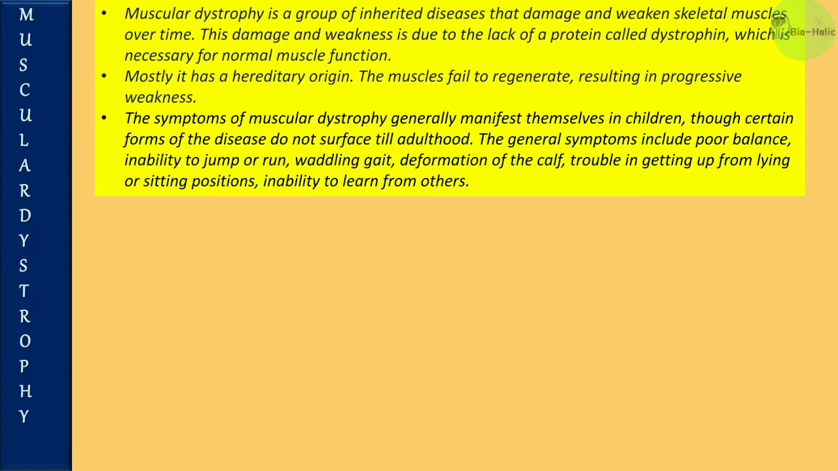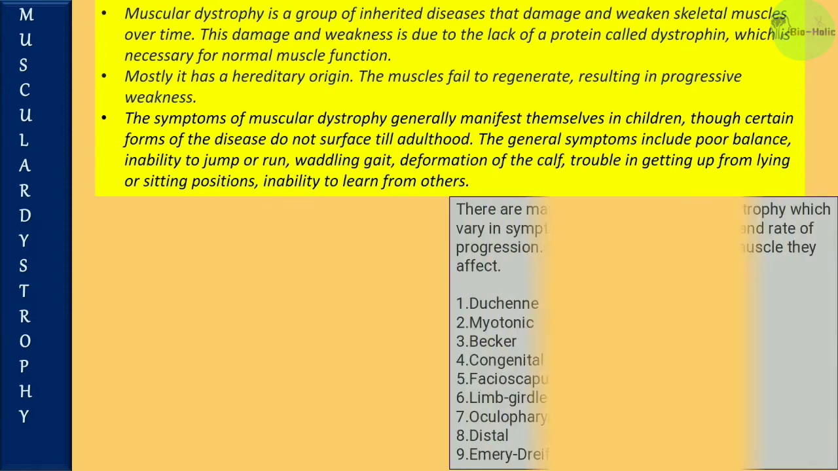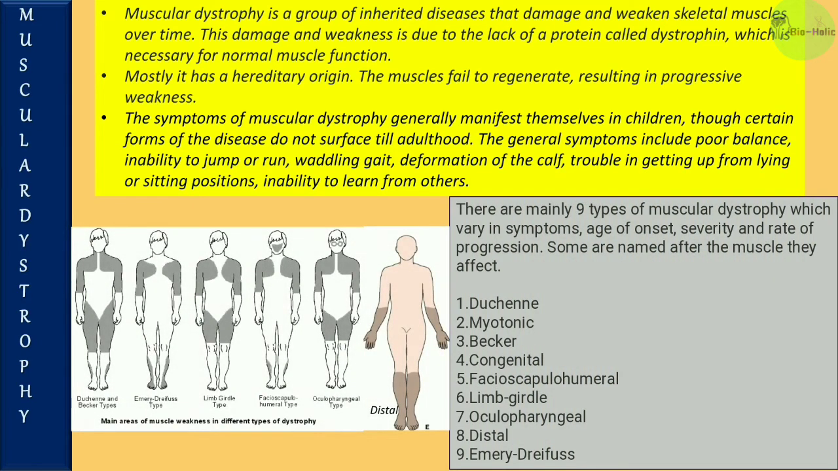The symptoms of muscular dystrophy generally manifest themselves in children, though certain forms of the disease do not surface till adulthood. The general symptoms include poor balance, inability to jump or run, waddling gait, deformation of the calf, trouble in getting up from lying or sitting position, and inability to learn from others. And there are mainly 9 types of muscular dystrophy which vary in symptoms, age of onset, severity, and rate of progression. Some are named after the muscle they affect. Here you can see the 9 different types of muscular dystrophy.